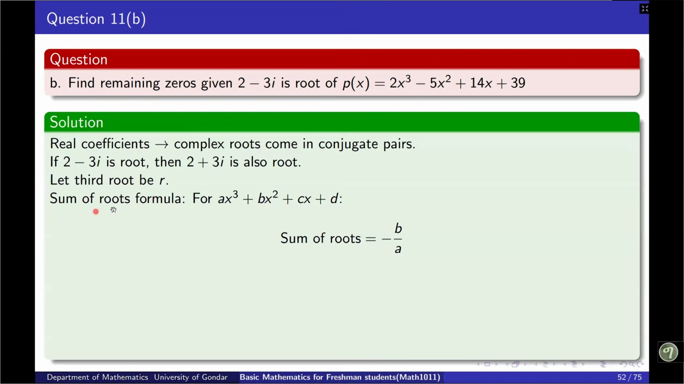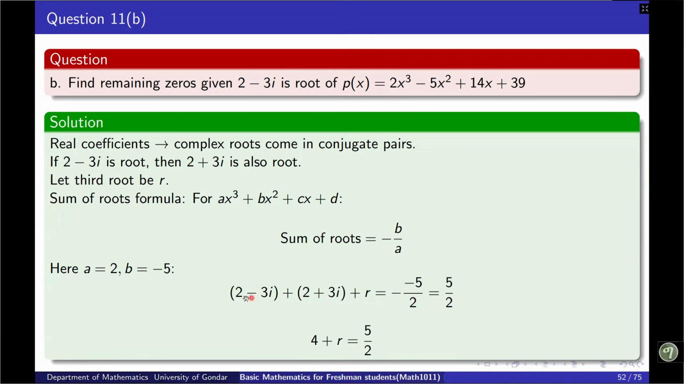Then, by using the sum of roots formula, for ax cubed plus bx squared plus cx plus d, the sum of roots is equal to minus b over a, which is determined by the coefficient of x squared and the coefficient of x cubed. So in this case, we have a equal to 2, b equal to minus 5, so the sum of these two plus r is equal to minus of minus 5 over 2, which is 5 over 2.